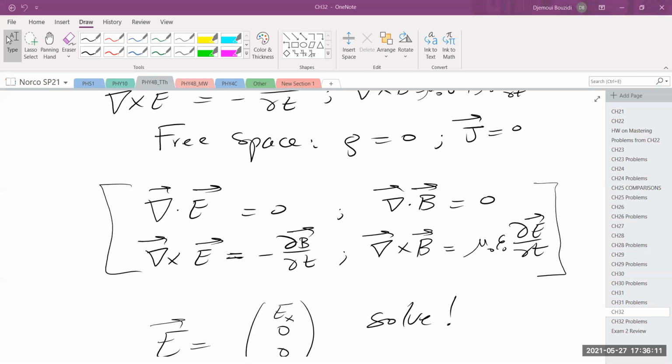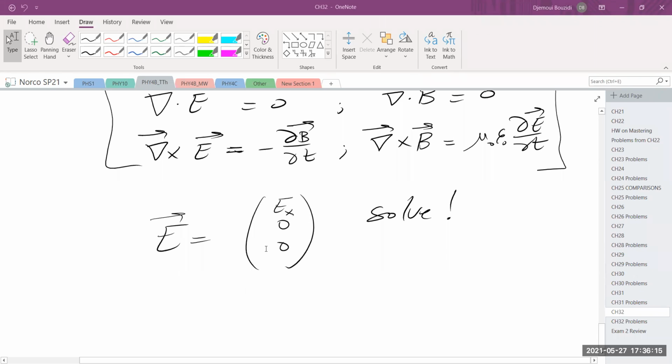So let me share my screen with you. Let me bring this closer in here. Am I sharing my OneNote thing, chapter 32? Yeah, it's right there. We can see it.